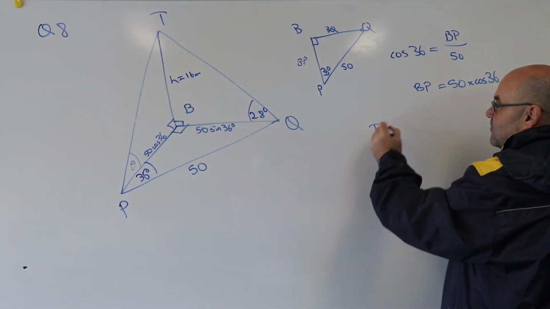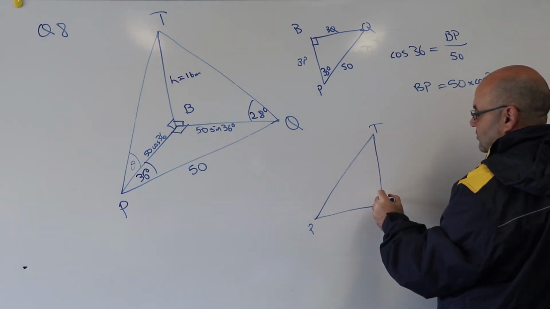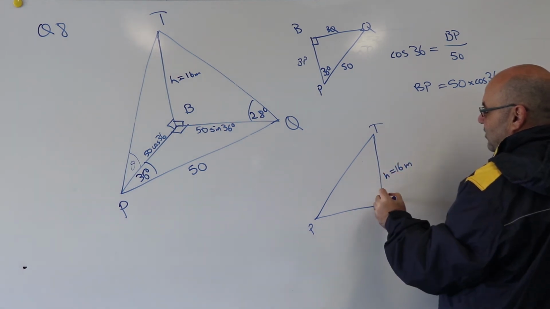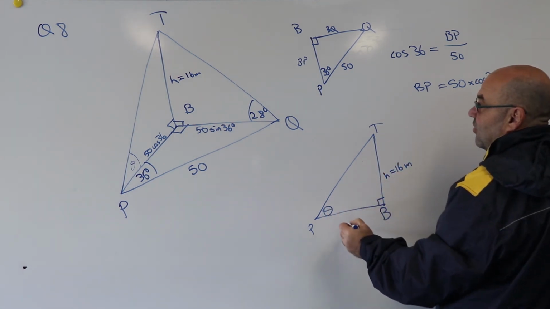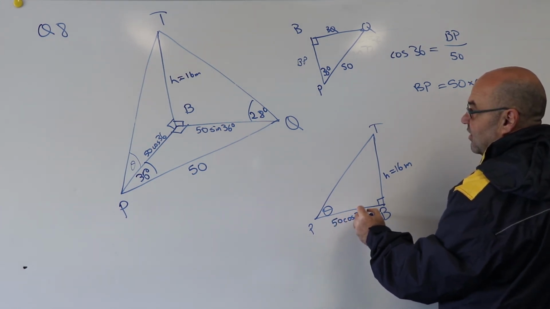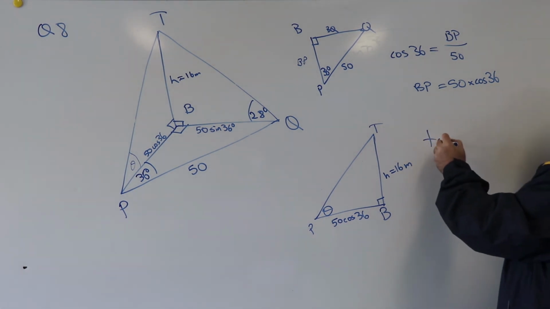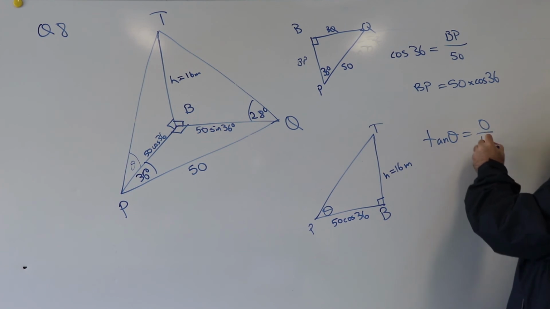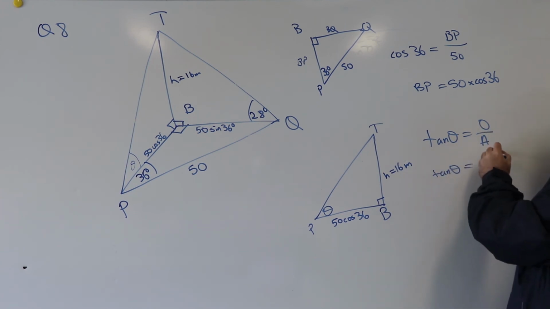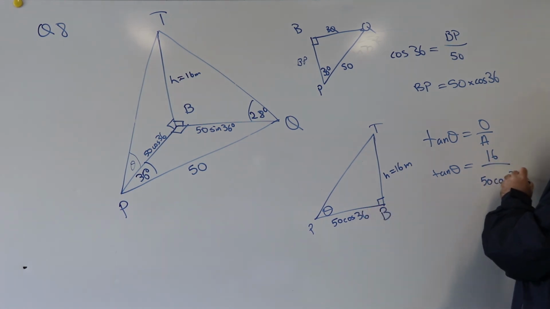There's BT, there's P, okay, my H is equal to 16 metres, remember. There's the angle that I want to find. This side along here is 50 times the cos of 36 degrees. Okay. Well, tan theta is opposite over adjacent, so tan of theta here is going to equal 16 over 50 cos 36.